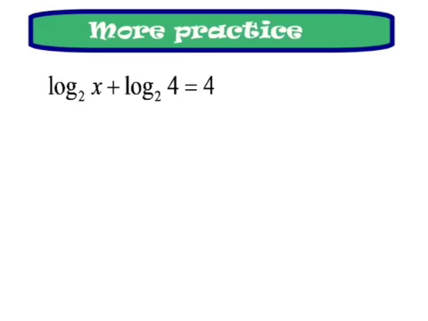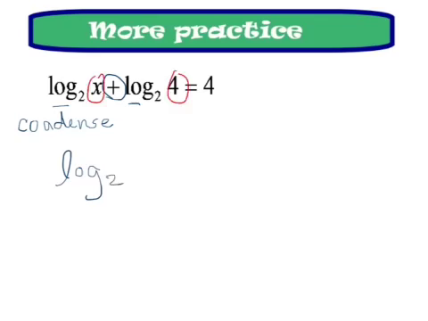So when I see two logarithms added together, I'm going to remember that this addition goes with multiplication when we're dealing with logarithms. So I'm going to condense down to one logarithm. So we'll still have log base 2, but then the two things that get multiplied are the x and the 4. So this will turn into log base 2 of 4x equals 4.